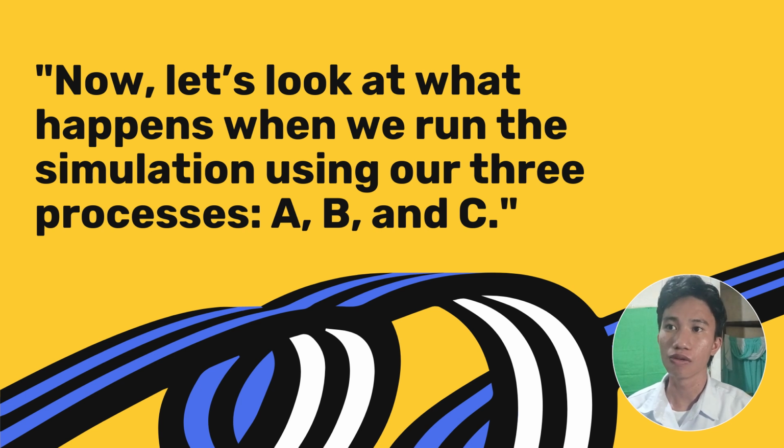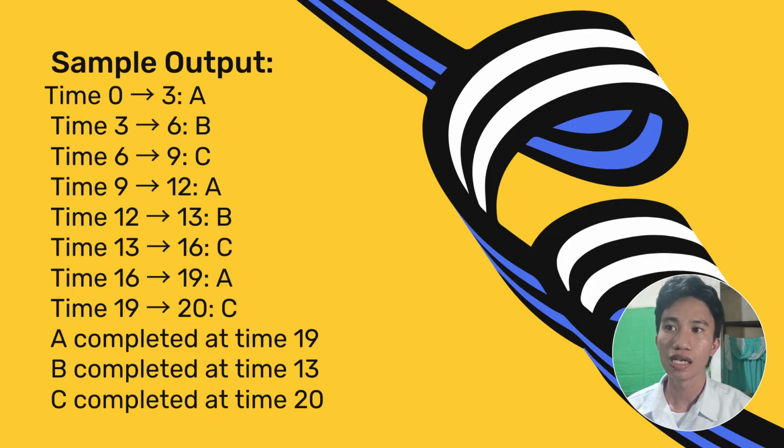Now, let's look at what happens when we run the simulation using our three processes, A, B, and C. Sample output: time 0 to 3, A; time 3 to 6, B; time 6 to 9, C; time 9 to 12, A; time 12 to 13, B; time 13 to 16, C; time 16 to 19, A; time 19 to 20, C.